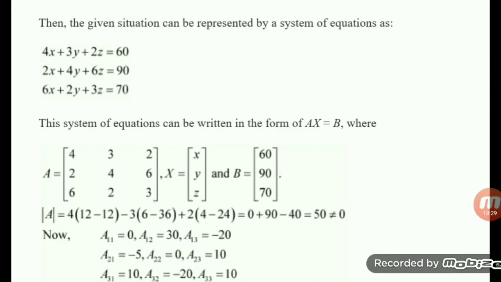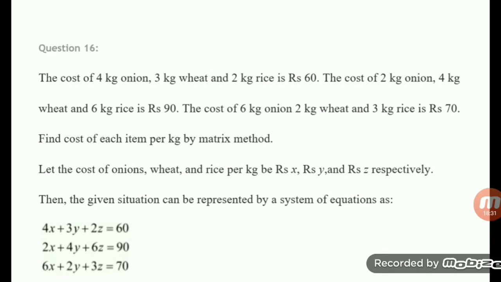After this, next one is a word problem. We are going to convert this word problem into matrix form. The cost of 4 kg onion, 3 kg wheat, and 2 kg rice is rupees 60. The cost of 2 kg onion, 4 kg wheat, and 6 kg rice is 90. The cost of 6 kg onion, 2 kg wheat, and 3 kg rice is 70. Find the cost of each item per kg by matrix method.